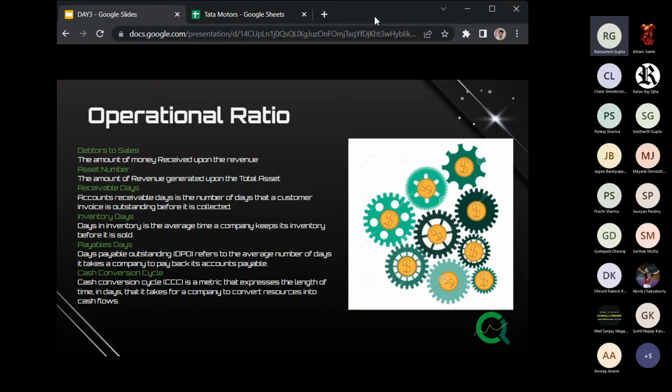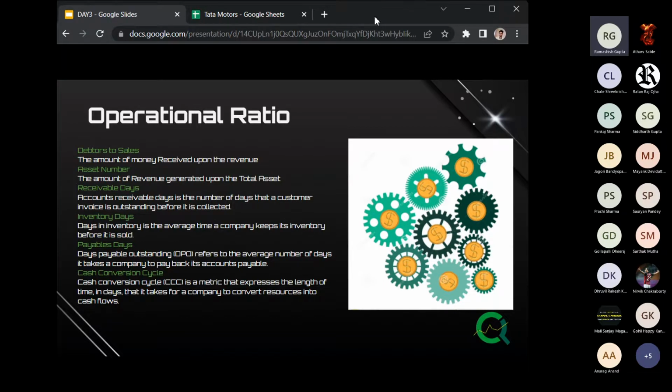The next is asset turnover. Asset turnover basically means the amount of revenue the company is generating from the total assets it has. Suppose the company has assets of 1,000 crores. How much revenue is it generating from those 1,000 crores? And then there are some straightforward things now. Receivable days is basically how many days it takes for Tata Motors to receive the money. Suppose the franchisee sold something, how many days will it take to receive the money?